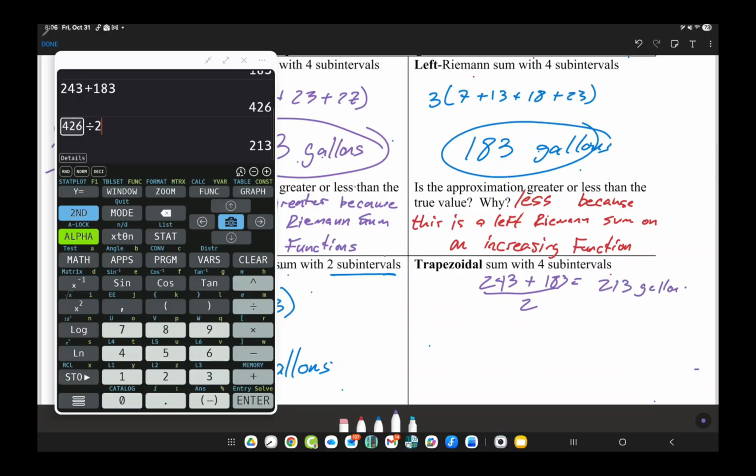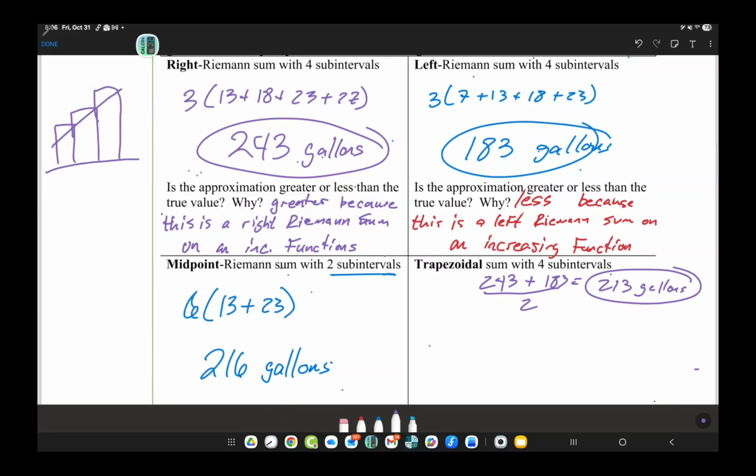All right. Just to verify this, just to show this works every time. The trapezoid is 1/2 the width, which the width is 3 again, times the sum of the sides. So that would be 7 plus 13, plus 1/2 of 3 times 13 plus 18, plus 1/2 of 3 times 18 plus 23, plus 1/2 of 3 times 23 plus 27.